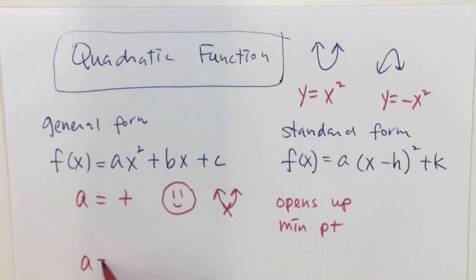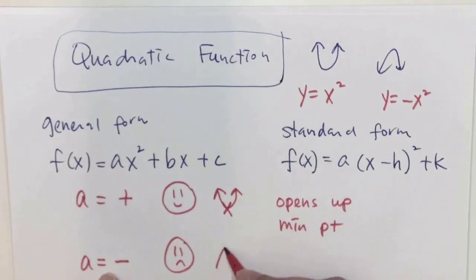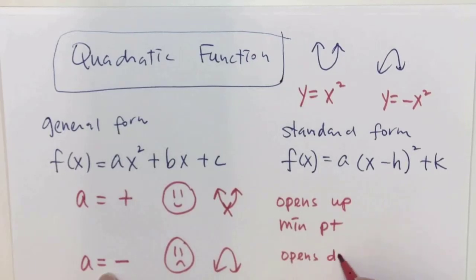So what if the leading coefficient is negative? Negative people are usually sad, right? So you have a sad face parabola, opened down. When you have an open down parabola, it also has what kind of point here? Maximum point.